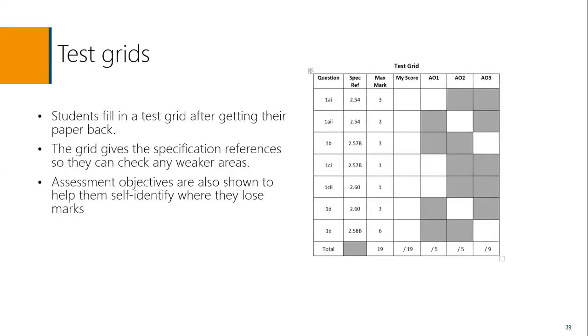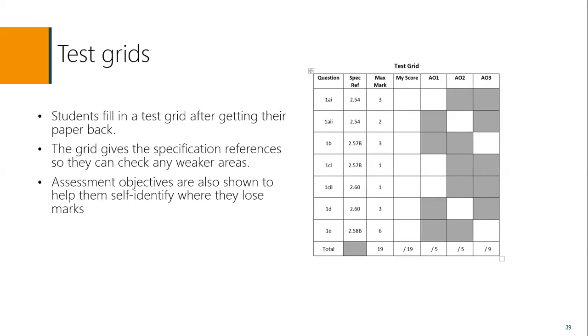When they've had a test on a particular topic, whether it is a large exam or an end of topic test, it's useful to get them to fill in a test grid when they get their paper back. The grid gives specific specification references, so that will help them to identify weaker areas. And the assessment objectives, which we're going to come on to talk about next, are also given, so it will help them to self-identify where they lose the marks.